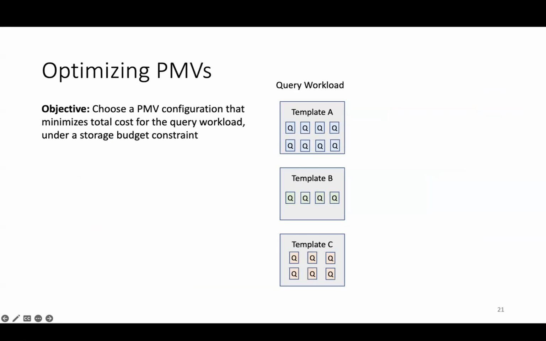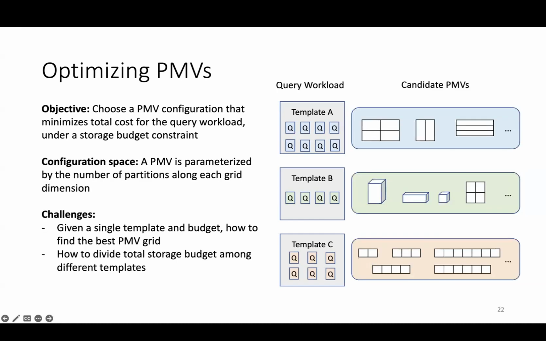So in SageDB, each PMV is associated with a particular query template, and some query templates might be more expensive than others, and some might be used more frequently than others. Now, the search space of configurations that we're choosing from, in other words, the degrees of freedom we have, are that a PMV for a particular template is parameterized by the number of partitions along each grid dimension, and we assume that the partitions are equally spaced along that dimension.